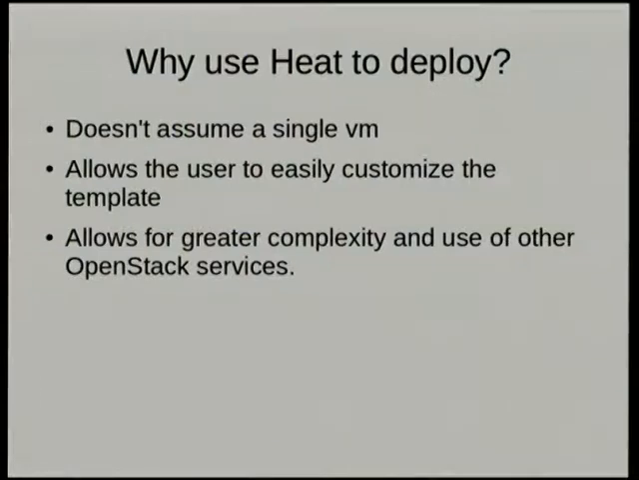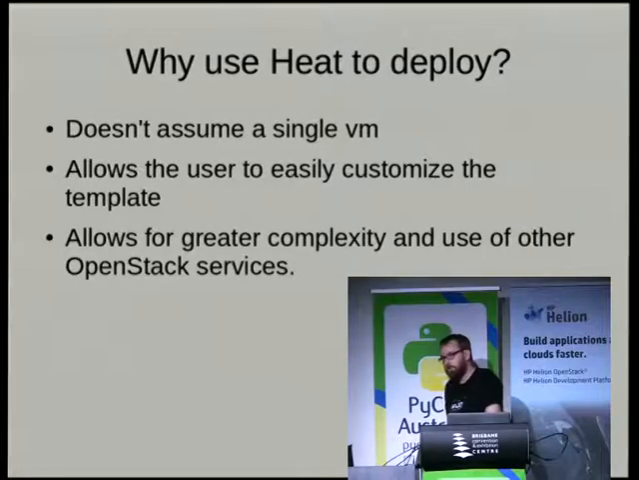Why use Heat to deploy? We could drive Nova API directly, but we can't assume a single VM. It allows us to do autoscaling. It allows a user to provide a template and so do all sorts of interesting things. And so it allows more complexity. We only need to look at updating the template. We don't have to worry about the intricacies of all the different client libraries.